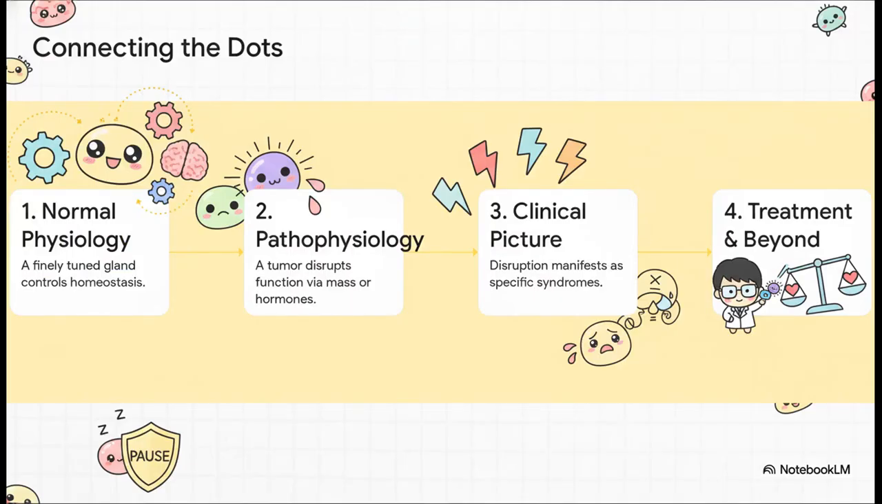So, to connect all the dots, we start with this precisely regulated gland. Then, a benign tumor, often from just a single mutated cell, disrupts that regulation through its size and its hormonal activity. This shows up as a very clear clinical syndrome, which we then diagnose and treat by targeting the tumor.